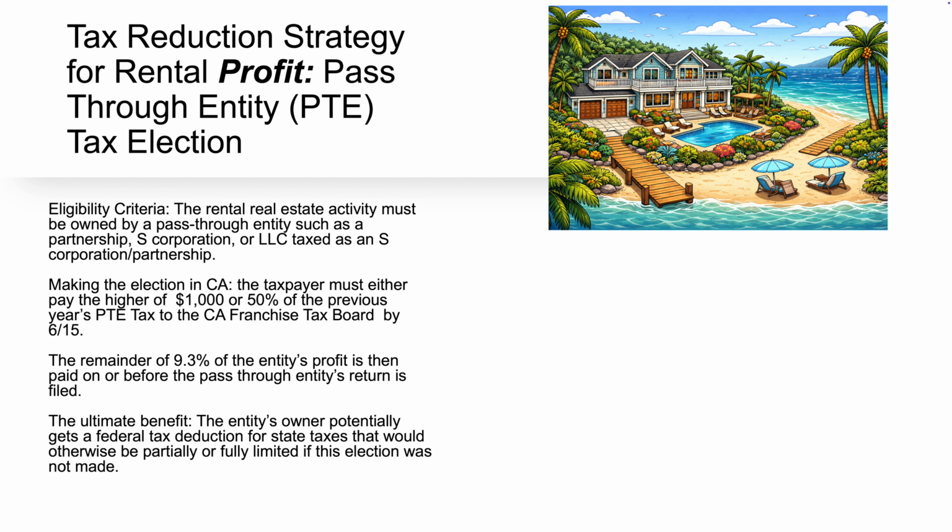Now, the ultimate benefit of making this PT election, like why do you want to do this? It's because you'll get a federal tax deduction for state taxes that would otherwise be partially or fully limited. So imagine you're going to be paying a California tax and not getting a tax benefit for it. This election pretty much allows you to pay California taxes and get a tax benefit for it.